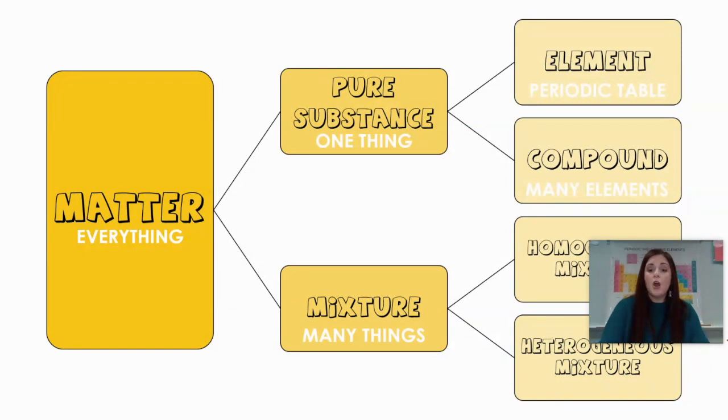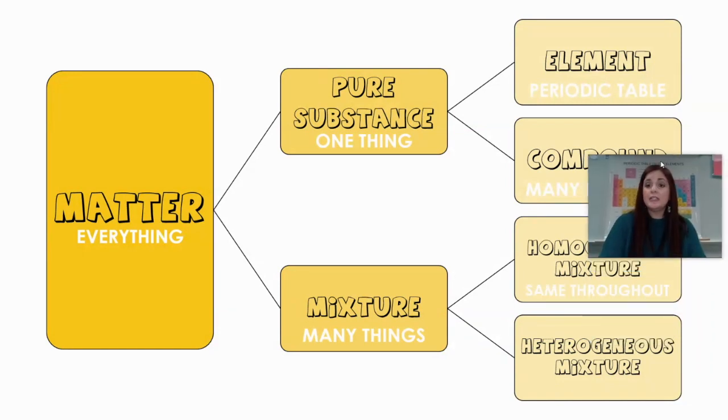Homogeneous mixtures, we're going to say they are the same throughout, whereas heterogeneous mixtures have different parts to them. So looking at this type of flow chart might help you to identify how you would categorize a certain type of matter in the kitchen. Let's go ahead and use this to do some examples together.